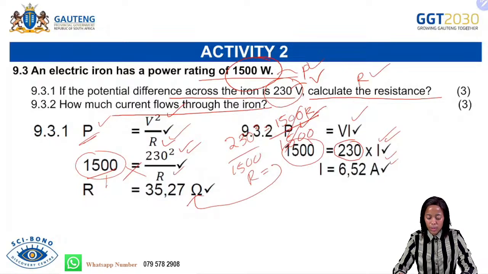So again, with all the formulas, you need to make sure that you write the formula as it is, and then you substitute, and then from there you write your answer, and you also give your unit. For 9.3.2, it was saying how much current. So that's why we are going to write ampere there. And for 9.3.1, it said calculate the resistance. So that's why we are going to write the symbol for resistance, which is represented by ohms.